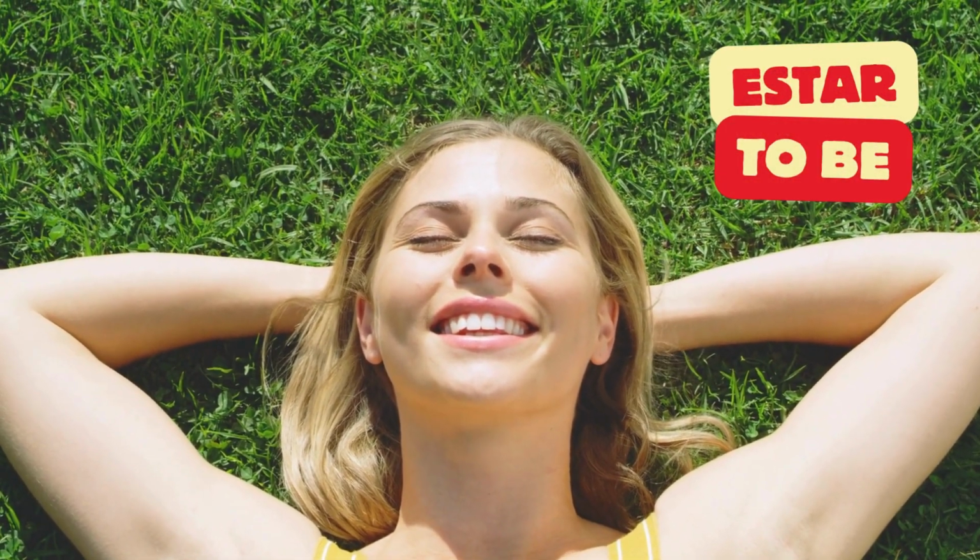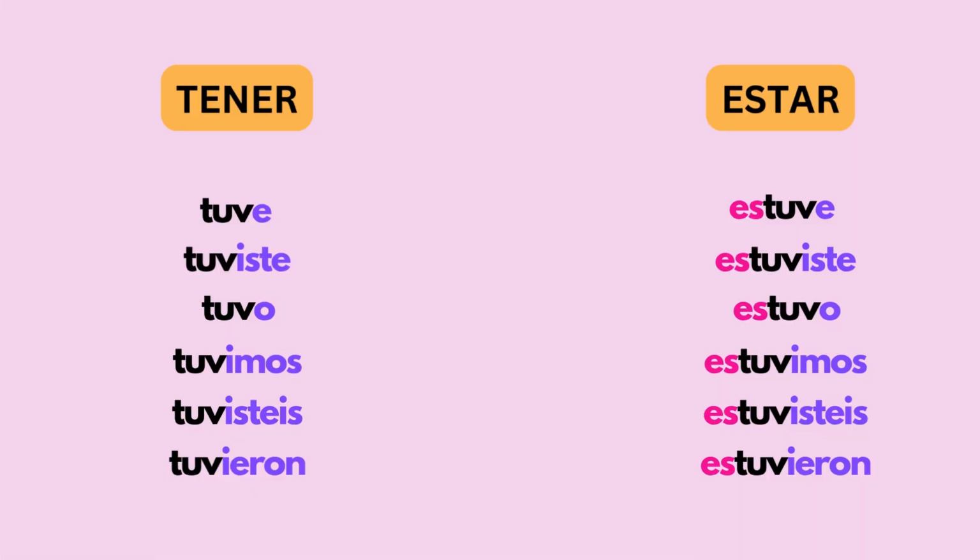One of those verbs that share its endings in the past with tener is estar, to be. In fact, as you can see in this table, all you have to do is add es at the beginning of all conjugations and that's it. Now, let's see other verbs that also share the endings of tener when conjugated in the preterite indefinite.